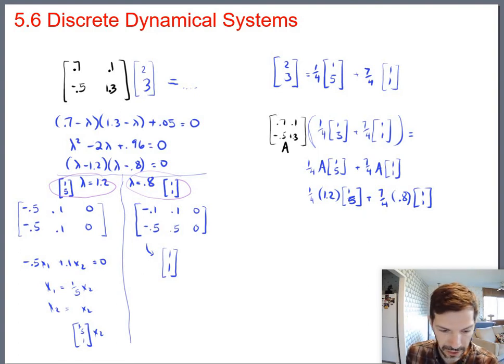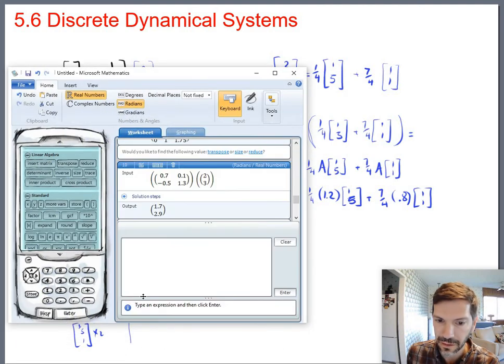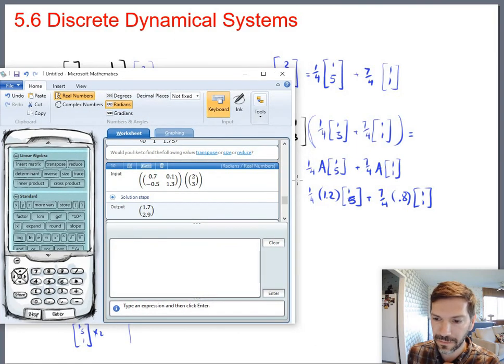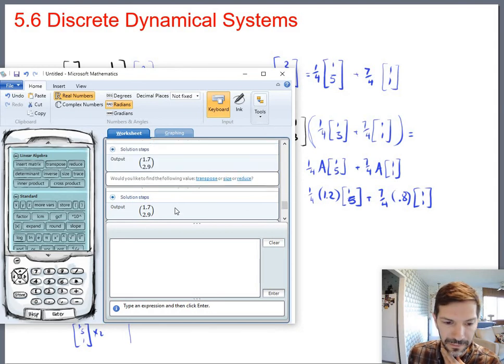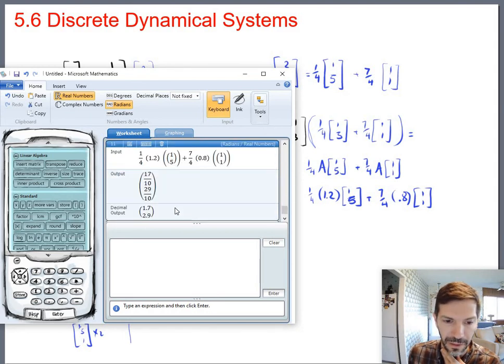And just as a quick check, there was our original version where we just did the transition matrix times our starting values of 2, 3. That came out 1.7, 2.9. And now if you use this form that I have right here, using eigenvalues and eigenvectors instead of the matrix, you get 1.7, 2.9. It comes out the same.